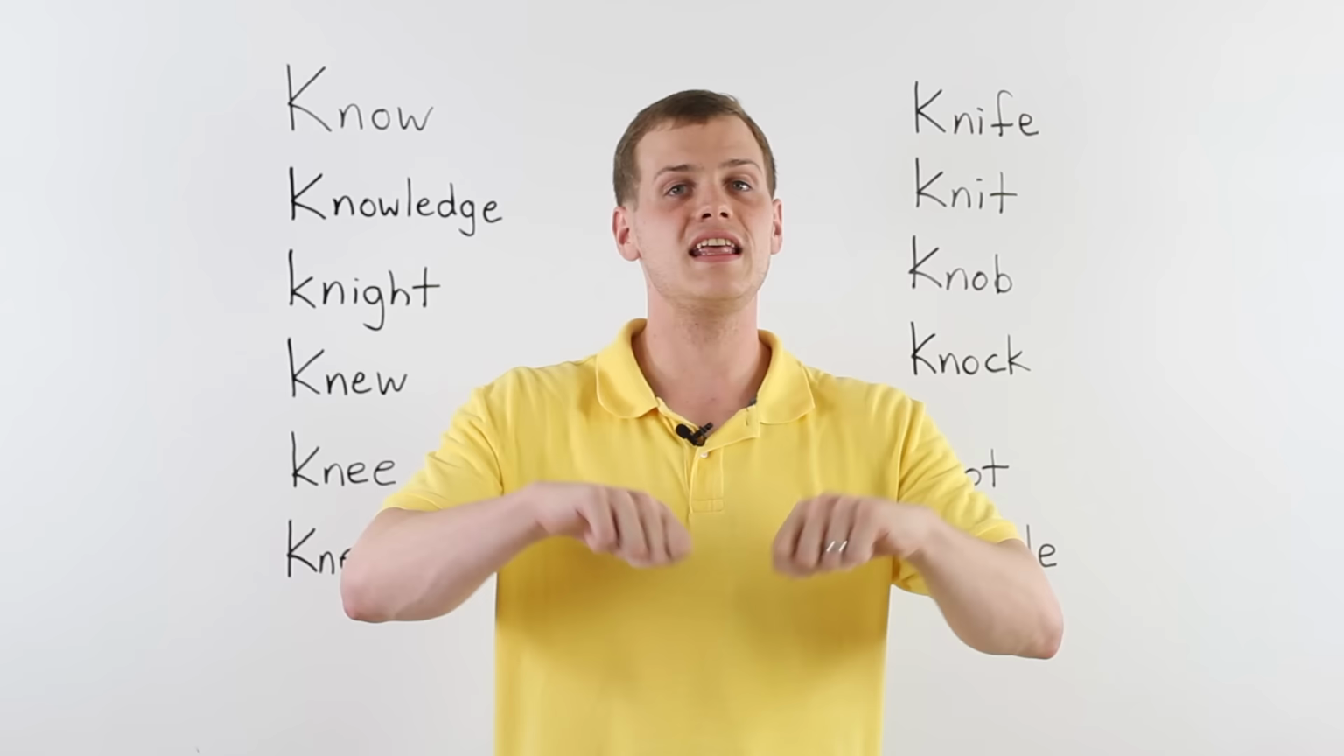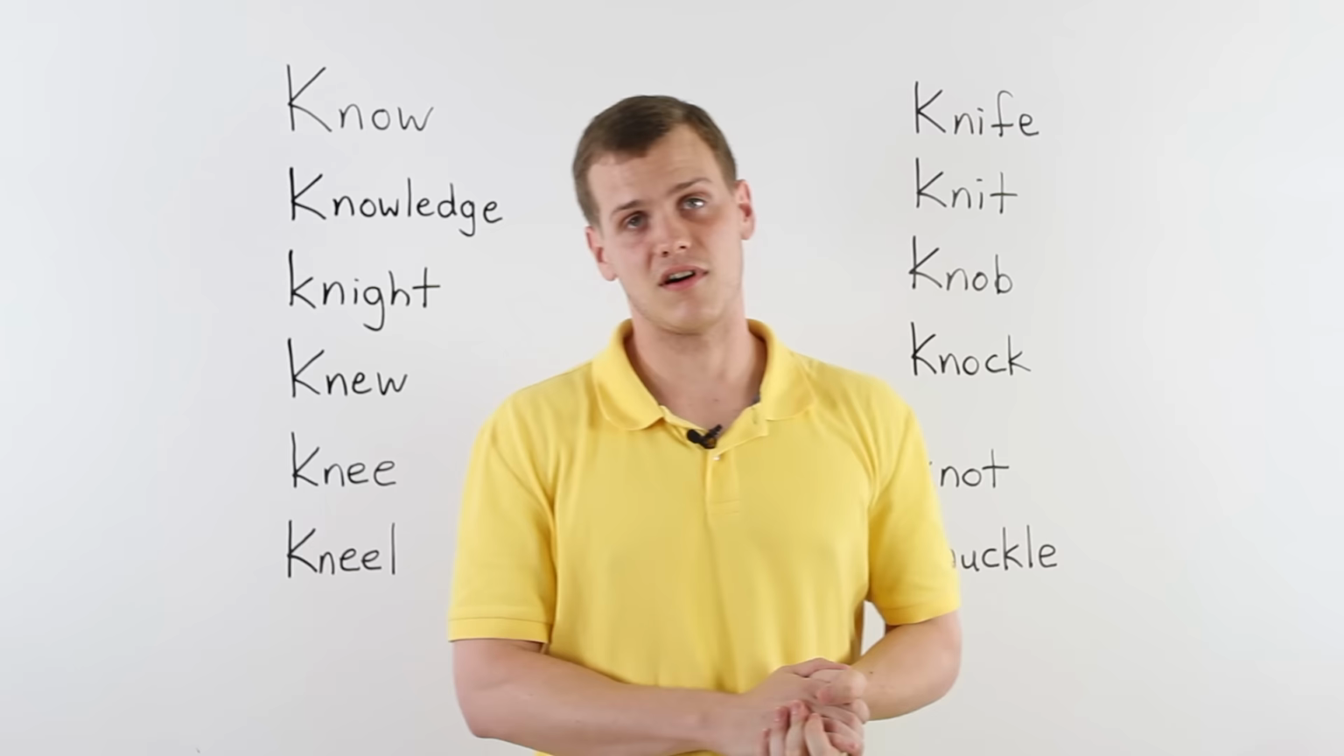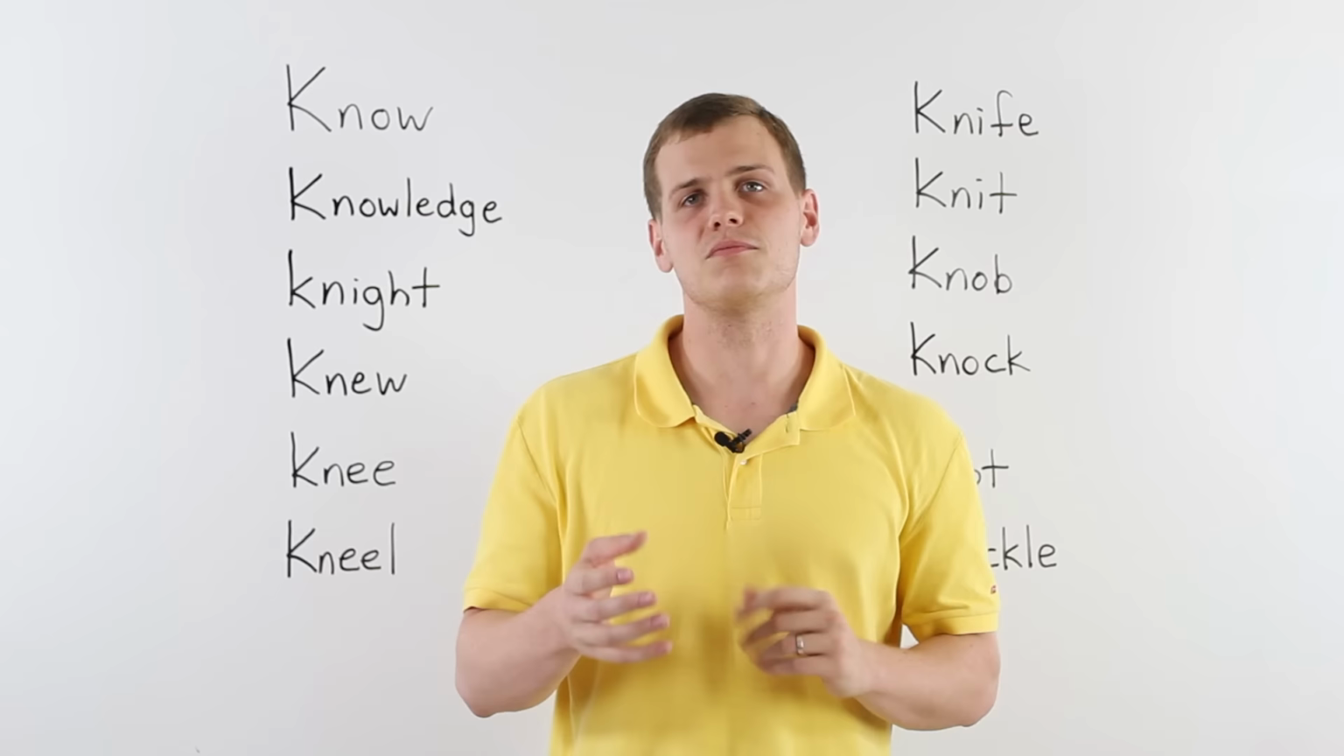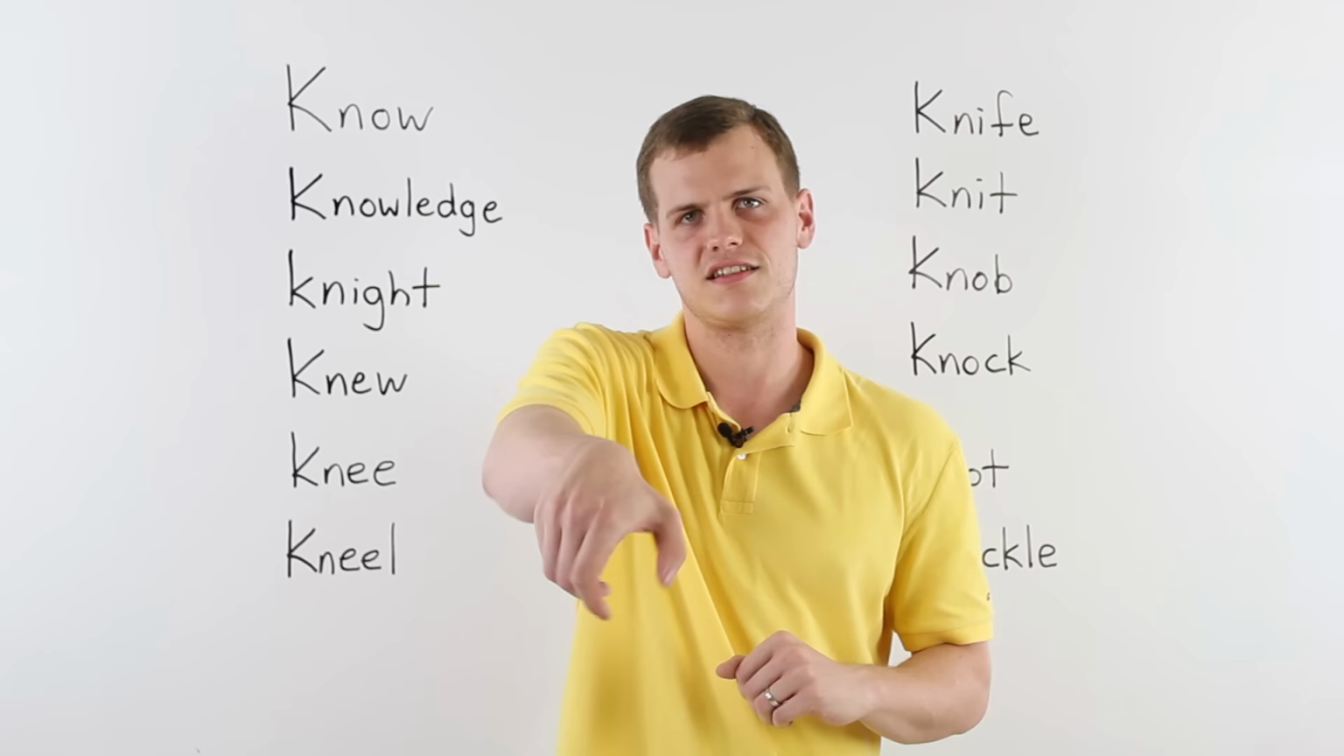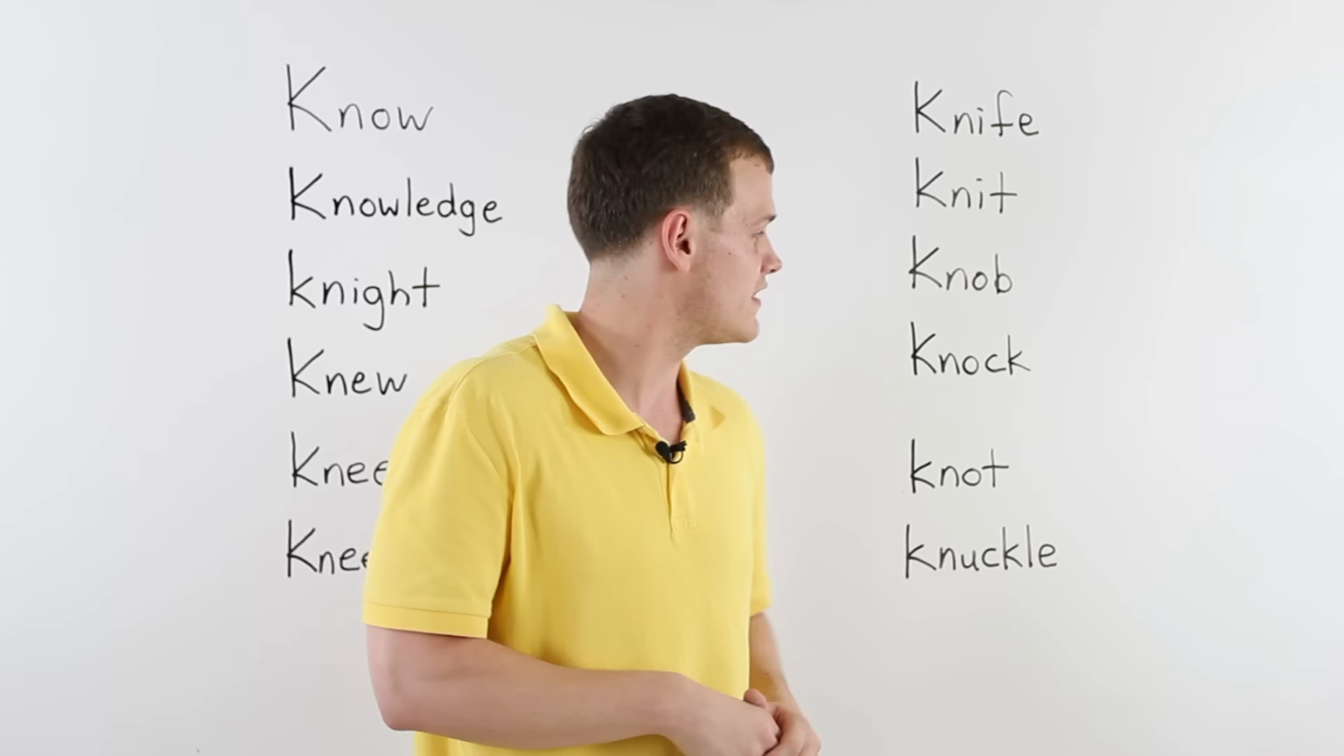All right, then there's knob, all right? Now, knob is on some doors. Some doors have a handle, but some doors have a knob, and this is you grab it and just turn it. It's almost like a ball shape. Grab the knob, turn the knob. It's a good thing. All right.